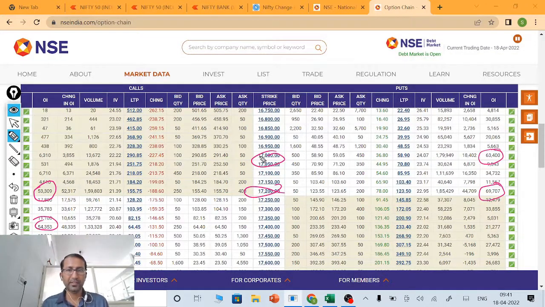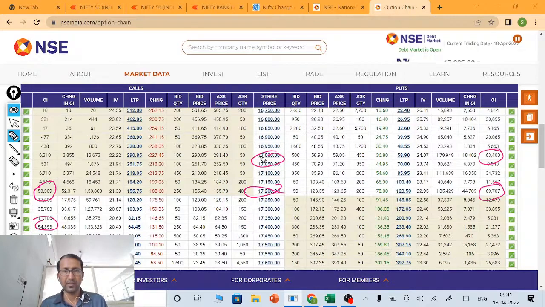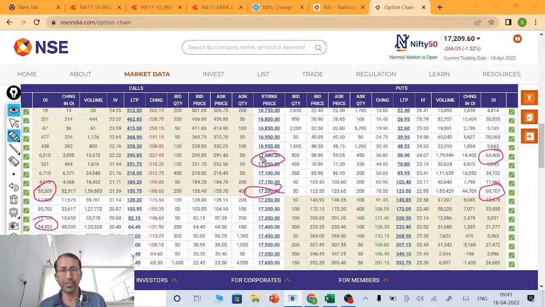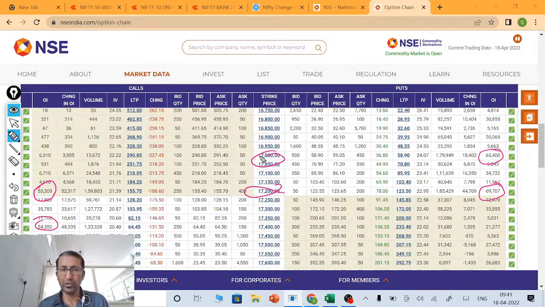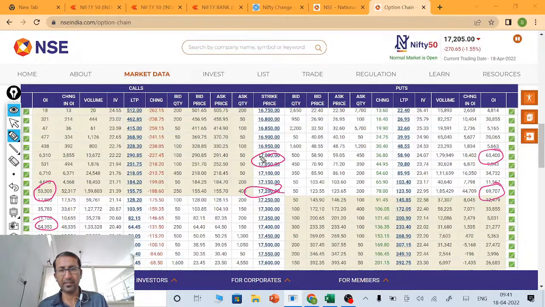Okay, so these are the open interest positions from the option chain. What is it suggesting? It is suggesting that 17,200 will be the maximum pain. If it breaks, then it can travel as low as 17,000, and 17,000 is going to act as a major support. On the higher side, resistance at 17,200, 17,400 as well as at 17,500.